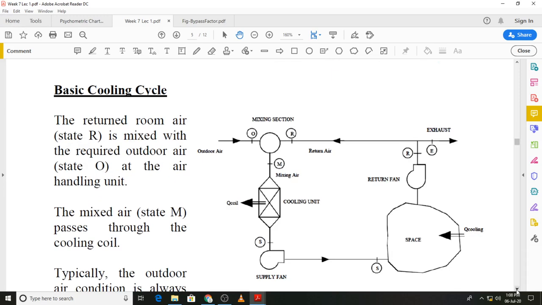Then we move on to the basic cooling cycle, which is applicable for summer air conditioning, and similar to the heating cycle, we have a schematic diagram showing the conditioned space. This time, because we are talking about summer air conditioning, the conditions outside the conditioned space are warmer and more humid, so there will be a cooling load which has to be balanced by the supply air. So we have a supply air.